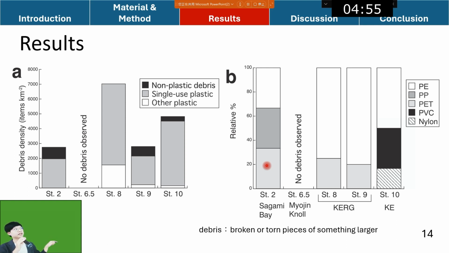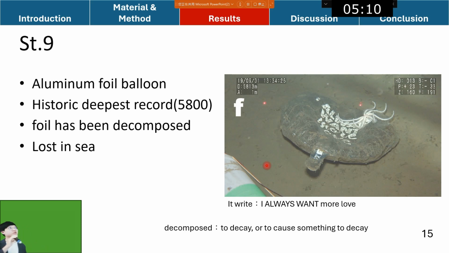And this is more than site 2, the site near the city. And for the composition, most of them are PE. So there are some interesting samples.